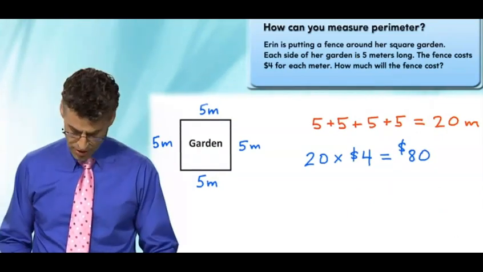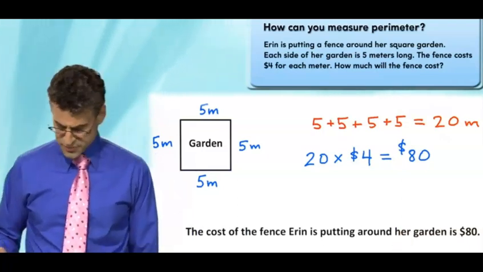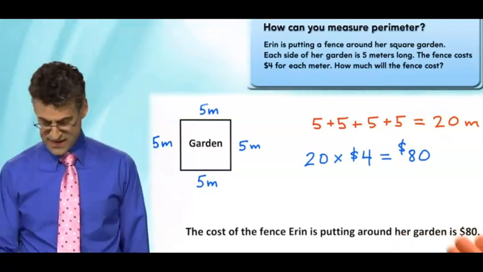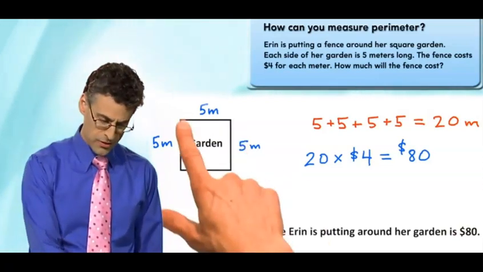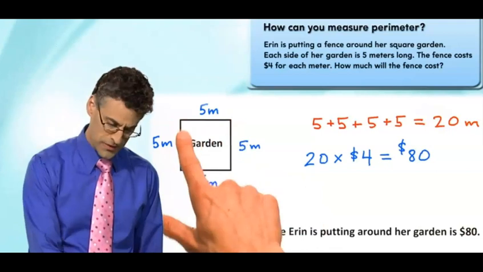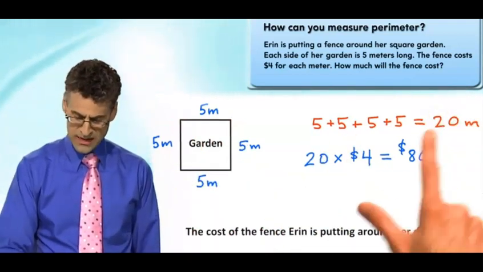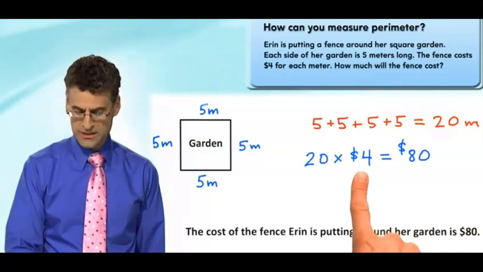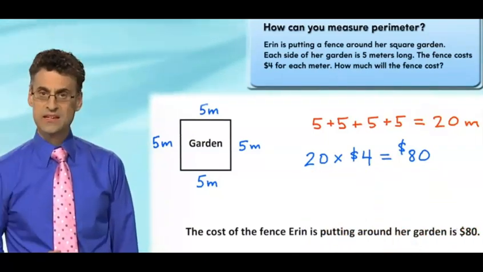So notice the units change now to dollars because that's exactly what the cost is. It's $80. And so the cost of the fence Erin's putting up for her garden is $80. So how do we find the cost? We first figured out the perimeter, which is just to add up all the lengths of all the sides of the shape. And then once we know how much we need and we know how much it costs per unit, we just multiply, and the product is, in fact, the exact amount.